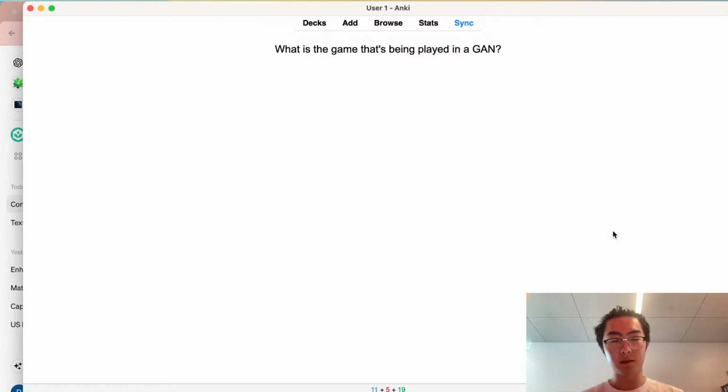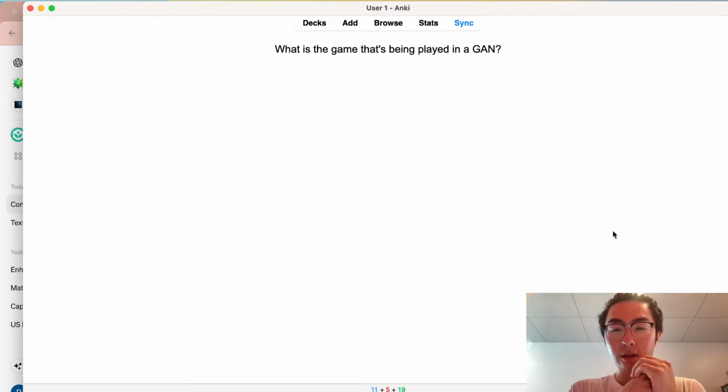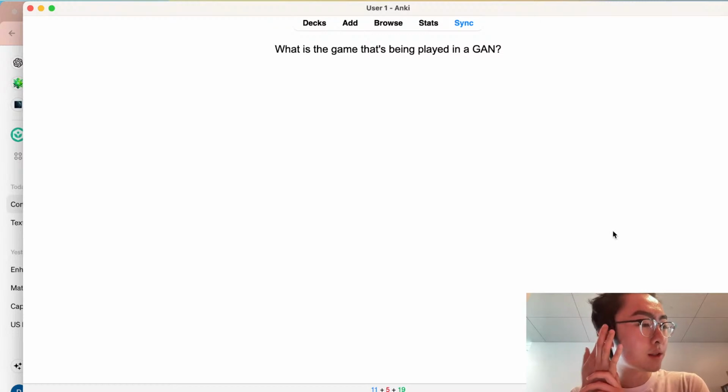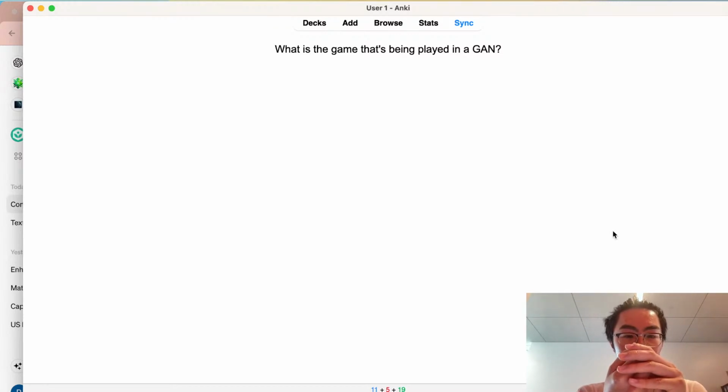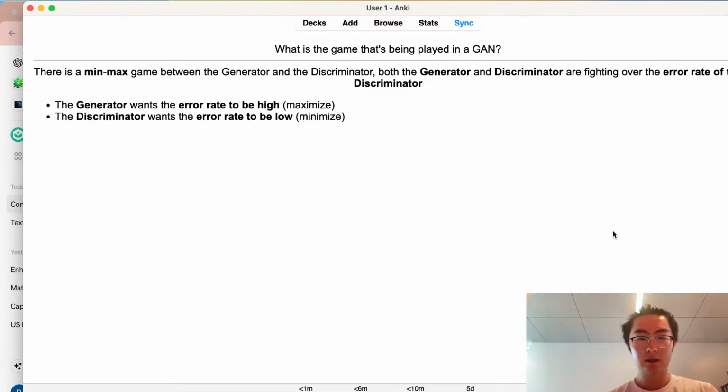What is the game that's being played in a GAN? So in a generative adversarial network, the game that's being played is a min-max game between our generator and discriminator. Our generator wants to maximize the loss of the discriminator. The discriminator wants to minimize the loss that it makes. The loss here represents the error in the prediction of whether or not the generator is making a real or fake image.